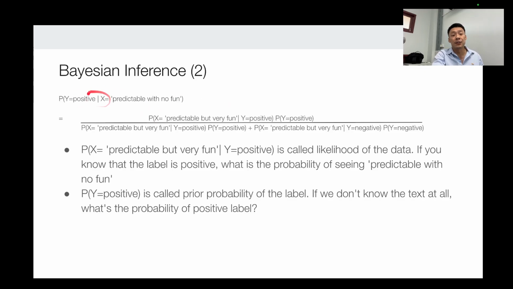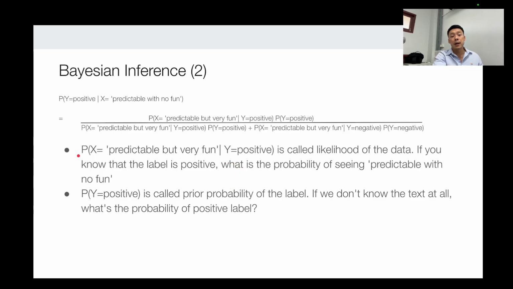Then you flip this x and y to x given y, and y is positive. So you have two more terms. Let's look at the denominator, the downstairs. You notice that it's kind of the same as upstairs, right? But you also sum it with when y is negative as well. You see that this term upstairs and the first term in the downstairs is the same.